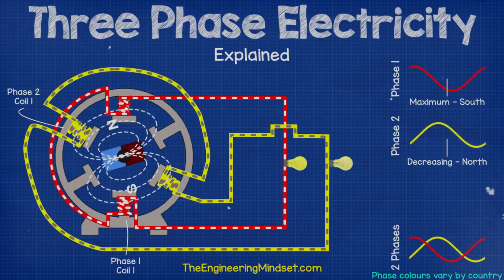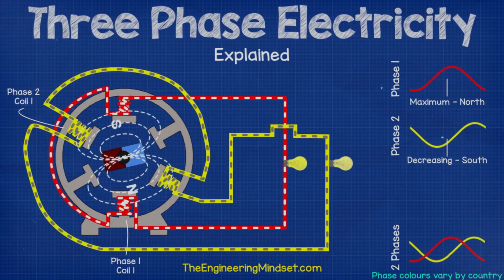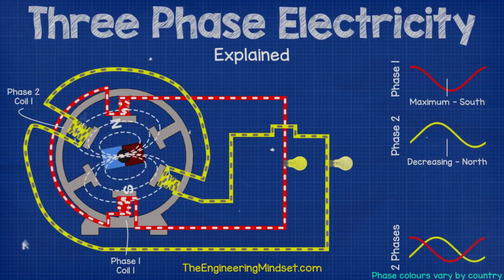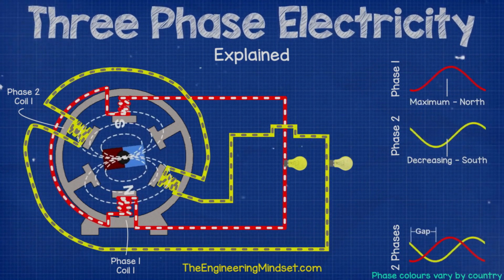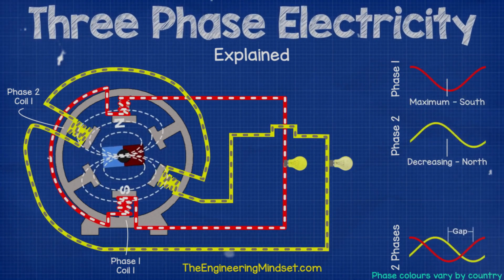This rotation means that the coils will experience the changing intensity of the magnetic field at different points in time. The first coil reaches its maximum current and brightness, and as it decreases, the second coil will begin to increase. This has improved the lighting, but there's still a gap which will cause a flicker.